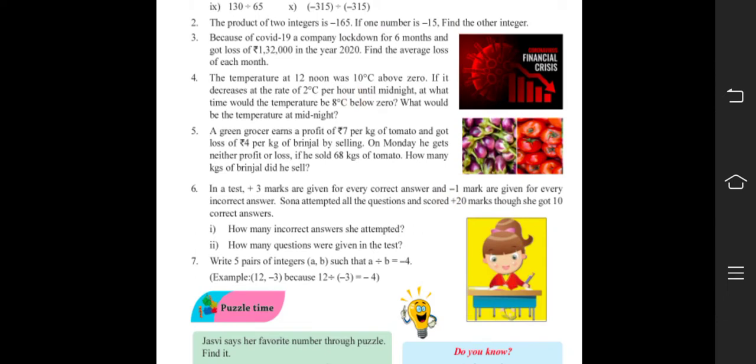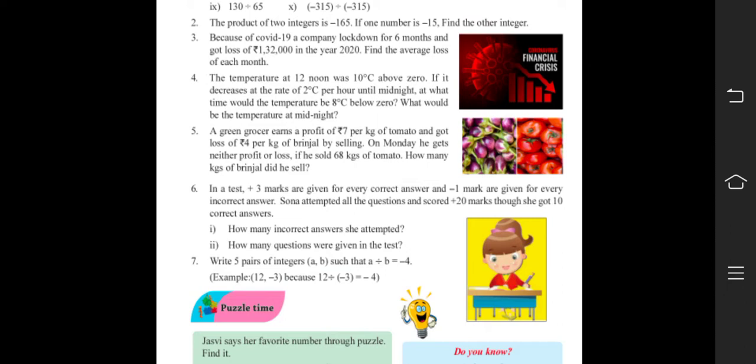Because of COVID-19, a company locked down for 6 months and got loss of rupees 1,32,000 in the year 2020. Find the average loss of each month. So what is the question given here, children?